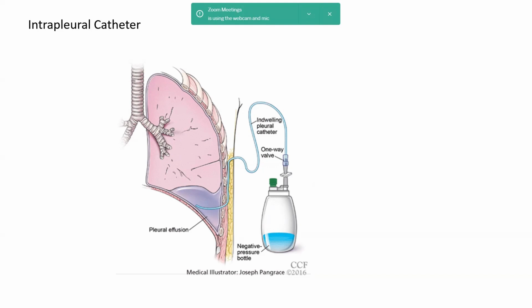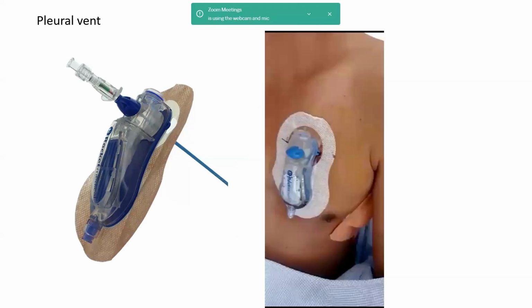And the importance of this is that it has a one-way valve, so the patient can actually go home with the system. The patient can empty the bottle himself and get used to it. So they can just keep it there and do their normal work. This is a pleural vent. We have used a few pleural vents even in our patients.